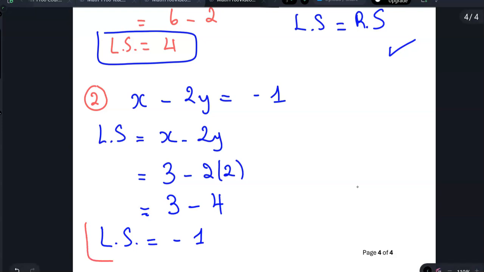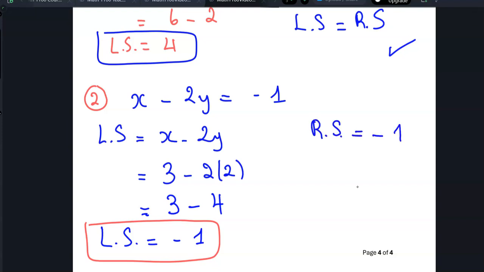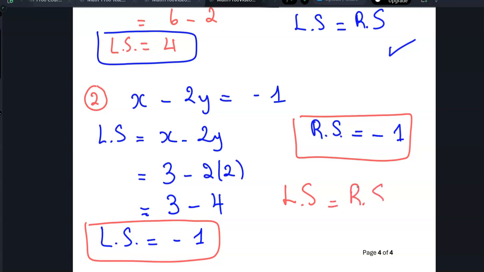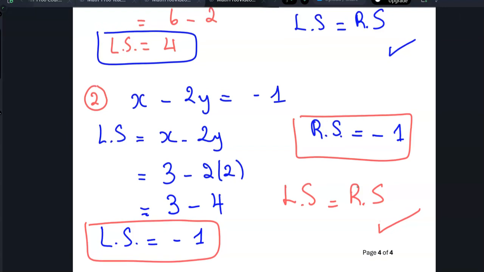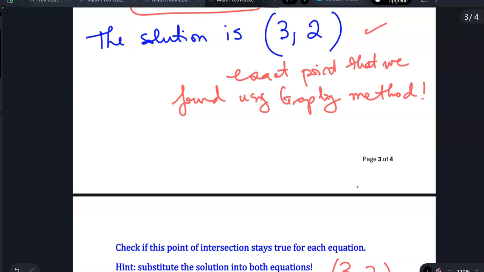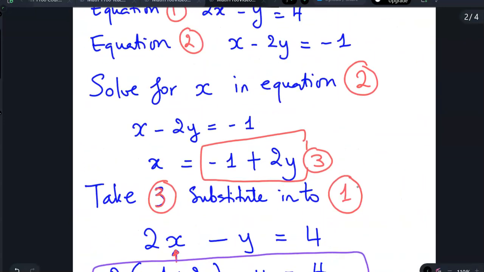And what is my right hand side here? Right hand side equals -1. So from here I can conclude that left side equals right side. So 3 and 2 are the two coordinates that you found on the graph, is also the point of intersection of the two graphs, and is also the solution of these two equations, two unknowns.